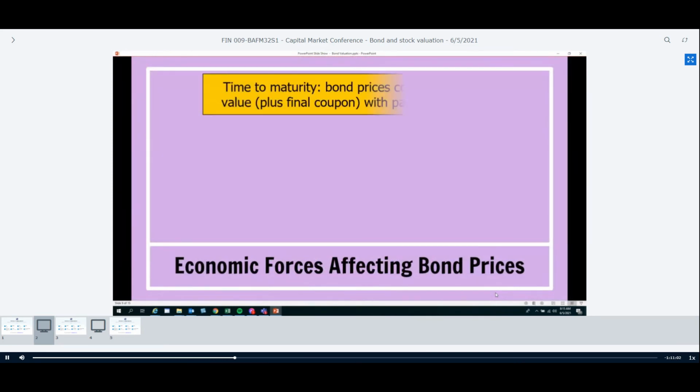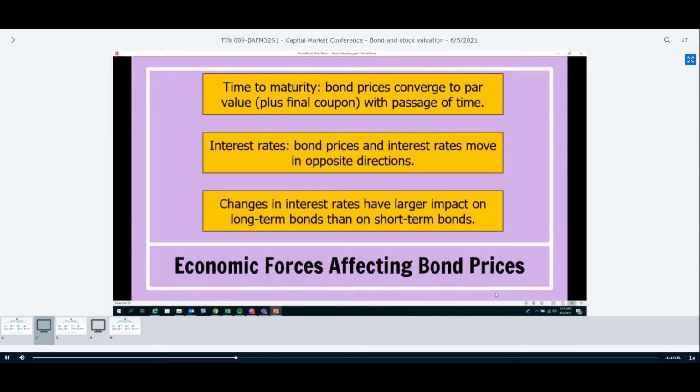So, the rest of the discussion in bonds will be more on the theoretical part na, no? So, stay with me. Economic forces affecting bond prices. Number 1, time to maturity. The bond prices converge to par value plus final coupon with the passage of time. It goes without saying that the longer the bond, the higher the risk of default, no? That's what we discussed during session number 2 on determinants of interest rates. And therefore, it affects the bond prices.